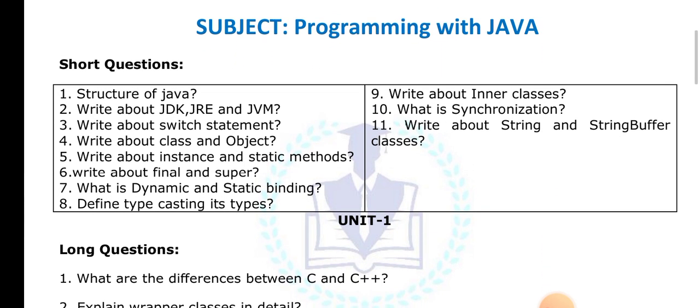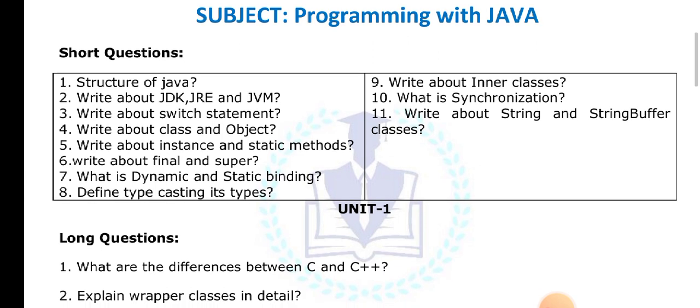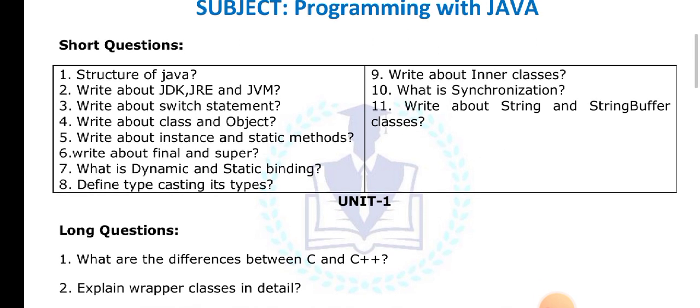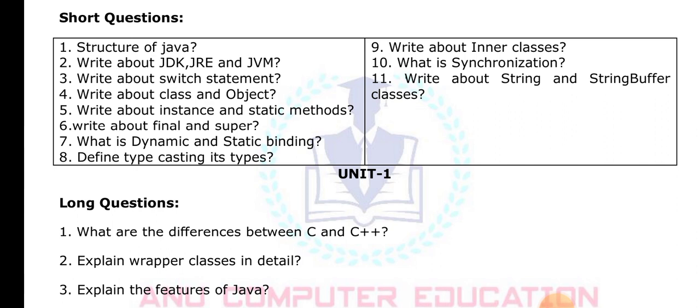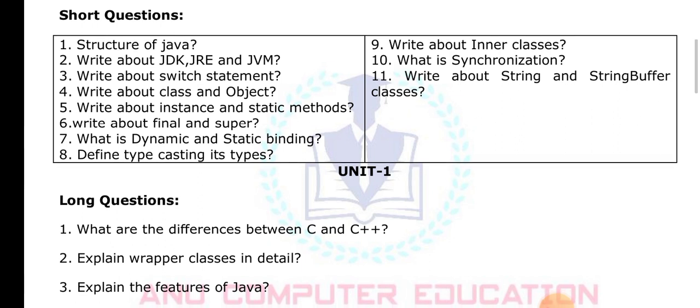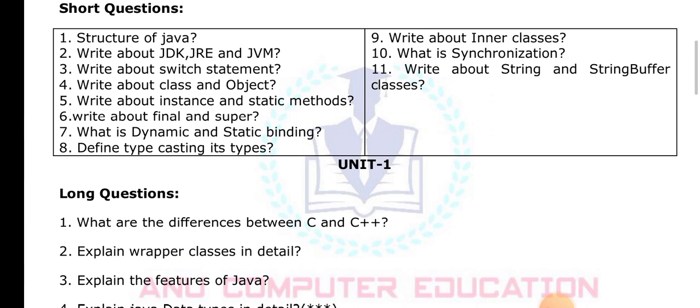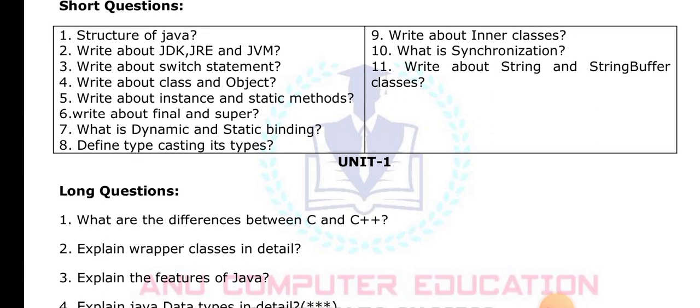So when it comes to unit number 1, write about the differences between C and C++. So this you have to write. And the next question is wrapper classes in detail. So many wrapper classes: integer wrapper class, Integer.parseInt, parseFloat, parse string. So there are different types of wrapper classes.